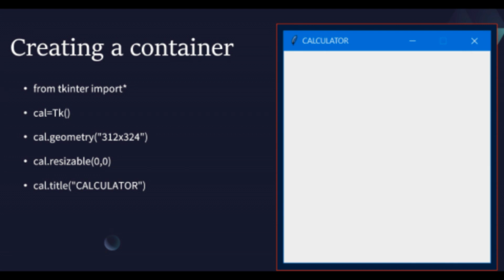Then I assign the term resizable to 0 just to prevent platform responsiveness. So cal.resizable(0, 0). Then I just set the title of the window as calculator. cal.title("calculator"). So now I'm just going to code it in my Python IDLE.